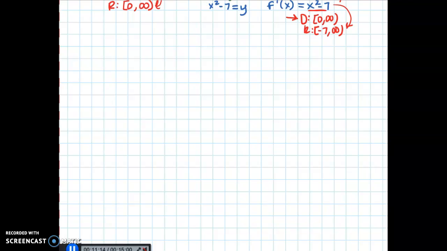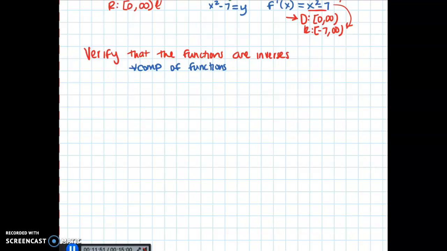Then, the final thing, sometimes the directions will tell you to verify or prove that the functions are inverses, which means I'm going to give you two functions. You have to tell me if they are in fact inverses. The easiest way to do this is to do what we call the composition of functions. And it's almost just easier if I show you with an example.